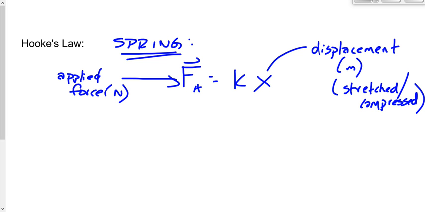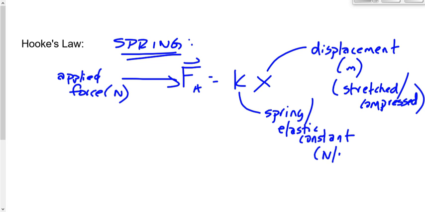And K is what we call a constant, a spring constant, or in the context of an elastic, an elastic constant, but it works the same way. So we'll call it the spring/elastic constant. And it's basically just a measure of how stiff a spring is, or how stiff an elastic is. The bigger the constant, the stiffer it is, and the harder you have to pull in order to stretch it. The units for that would be newtons per meter.